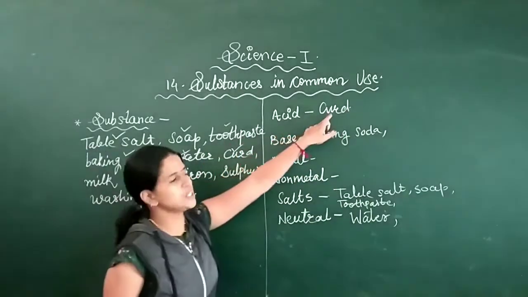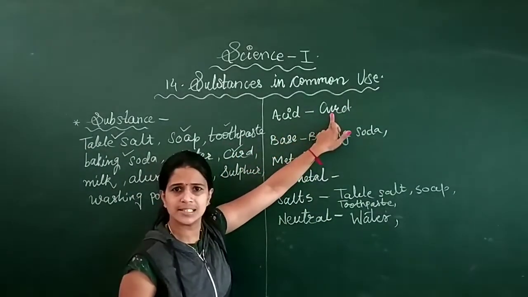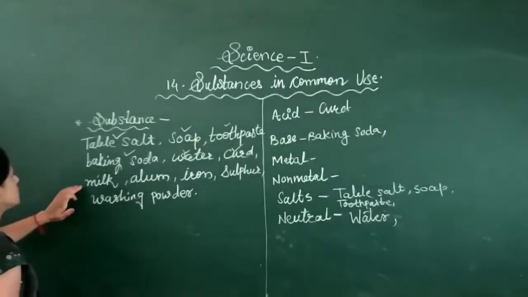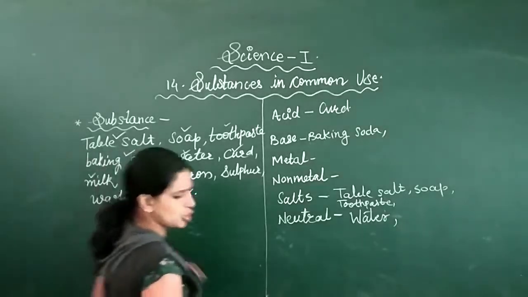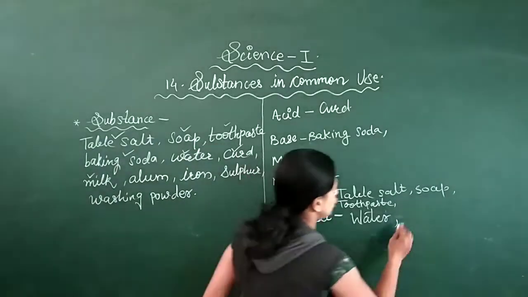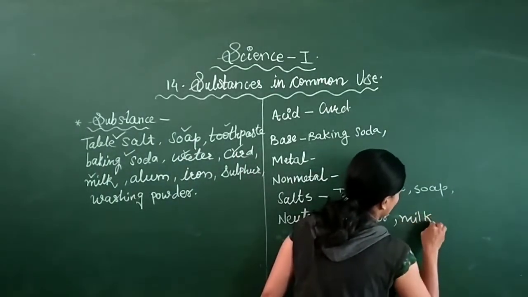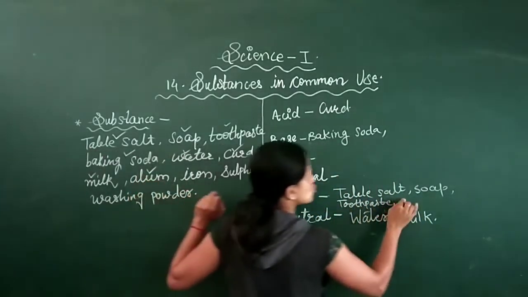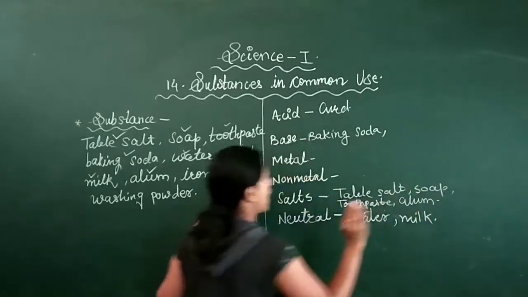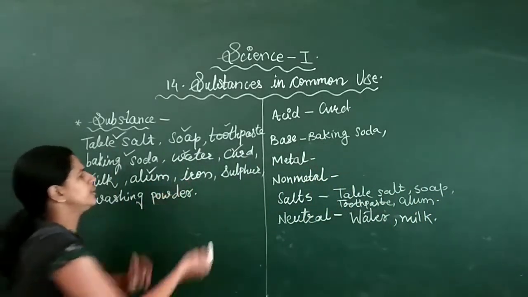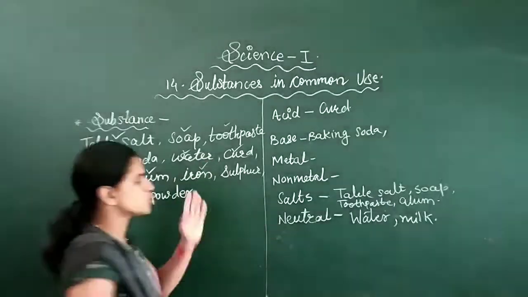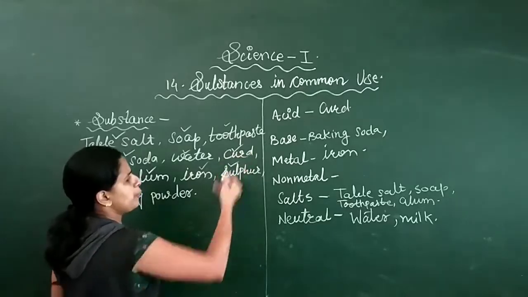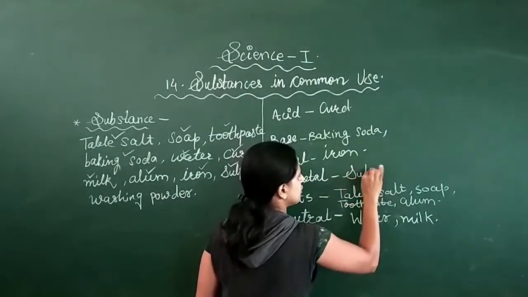In the curd, which acid is present? This thing also we discussed last year. Very good, lactic acid is present in curd. Now the next is milk. Milk is also neutral. Then alum. Alum is a salt, so write down alum here. Then iron, you know that, very simple. Iron is a metal, so write down iron here. Sulfur is a non-metal, so write down sulfur here.